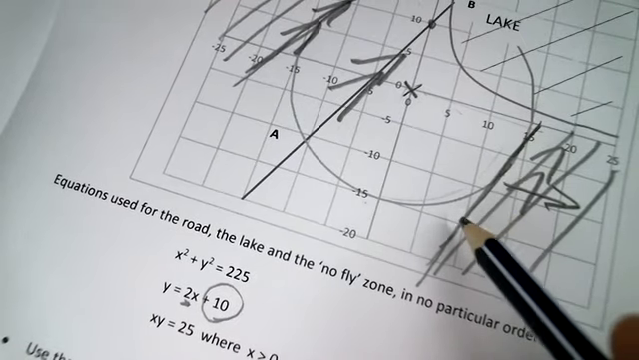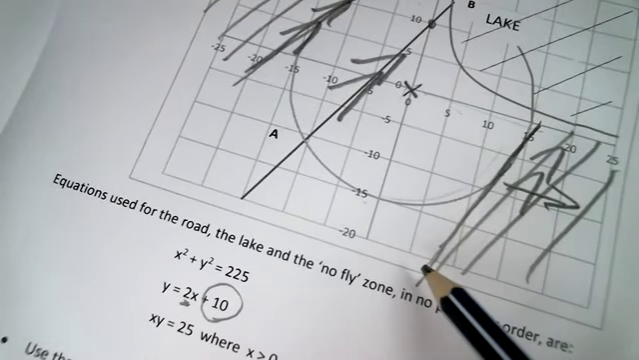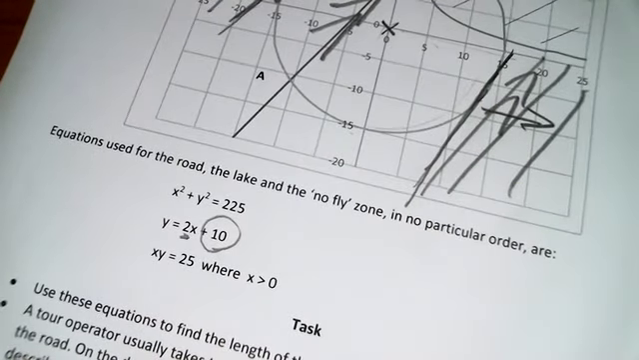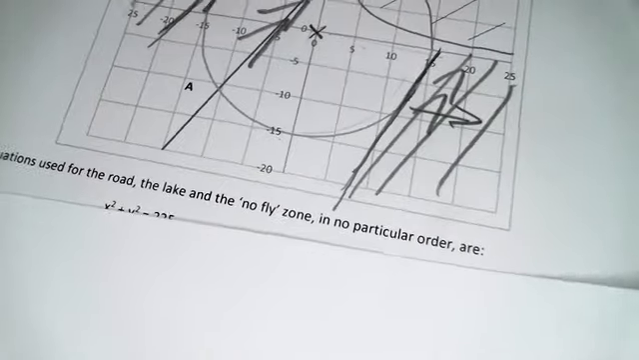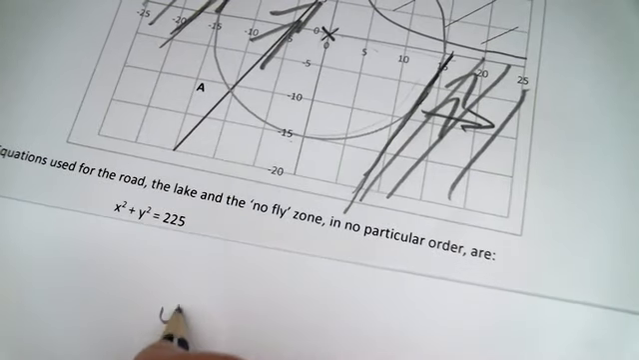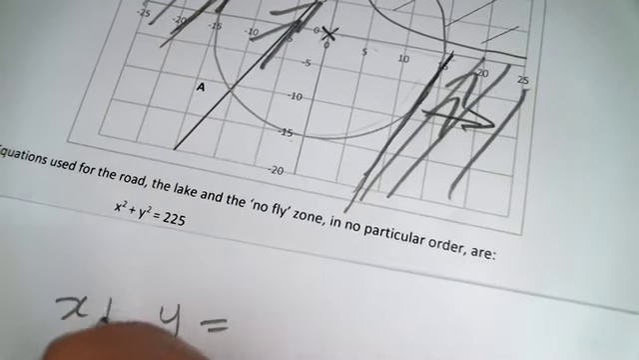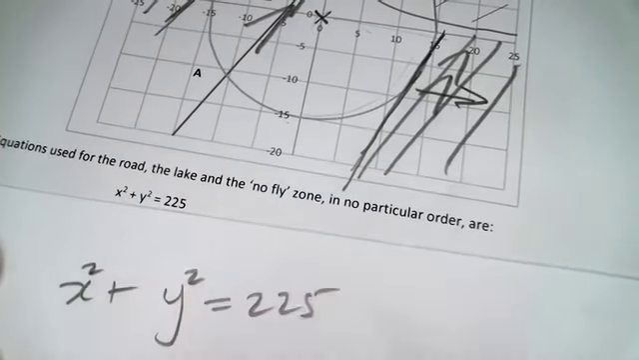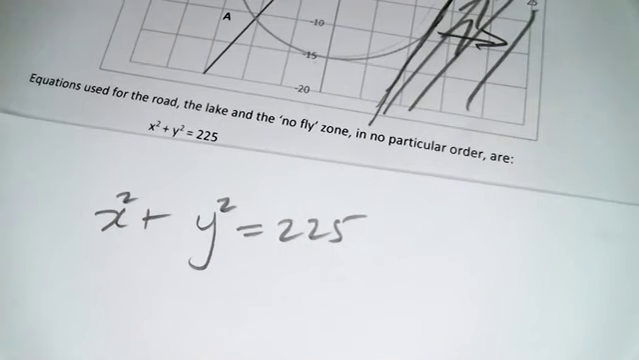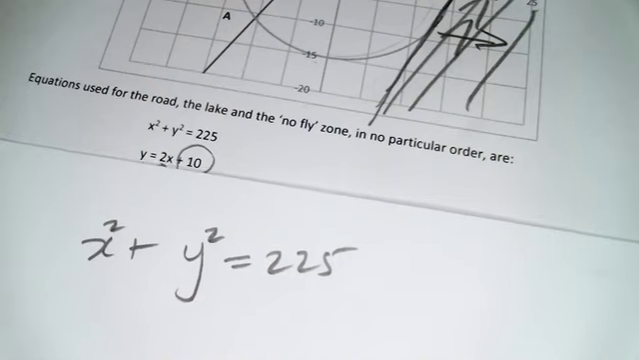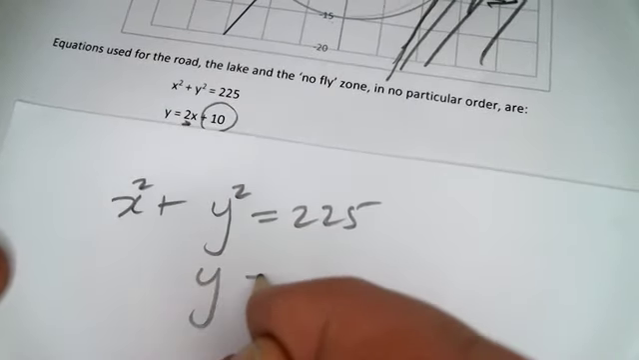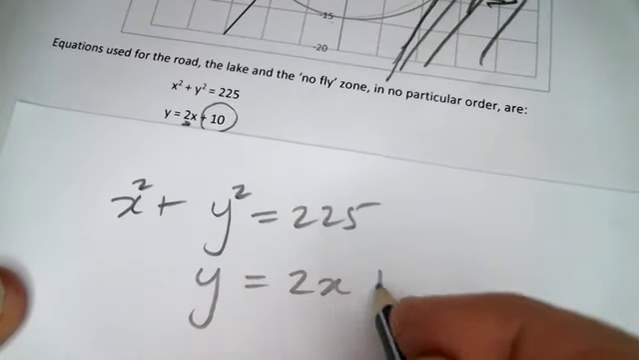And that's how we're going ahead with it. So how do we actually calculate that? All right, so to calculate this, we know that we've got a circle, and the circle in this case is this one here. It's x squared plus y squared equals 225. And we also know we've got a straight line that's going to go somewhere here. And that straight line is y equals 2x plus 10.